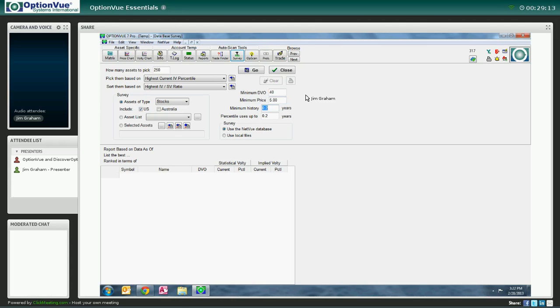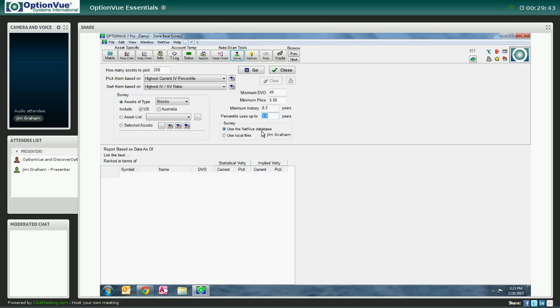And a minimum history to use, meaning if it's relatively new, maybe it just had the IPO 3 months ago. This is in years, and 0.2 is the smallest that you can put. I'll just keep it at 0.2, the lowest, so even relatively new things will come up. And then percentile uses, since I'm using highest current percentile, how about over the last 3 years?